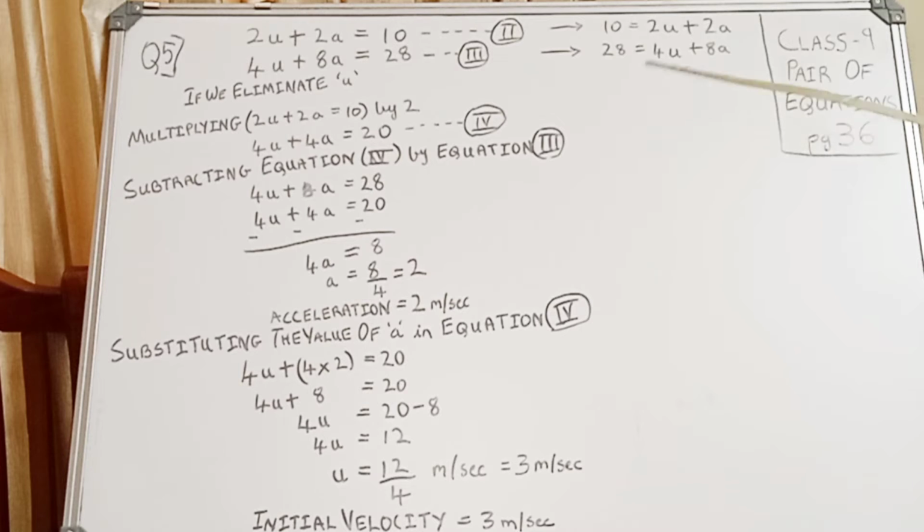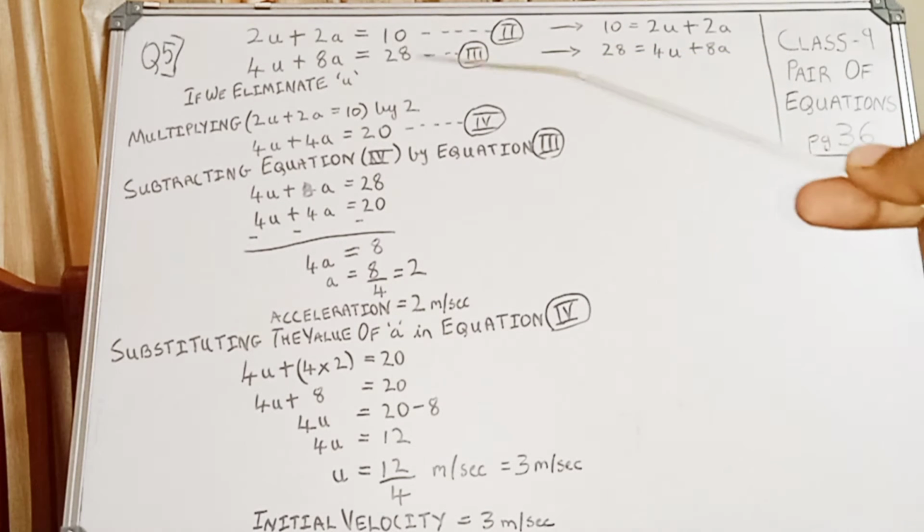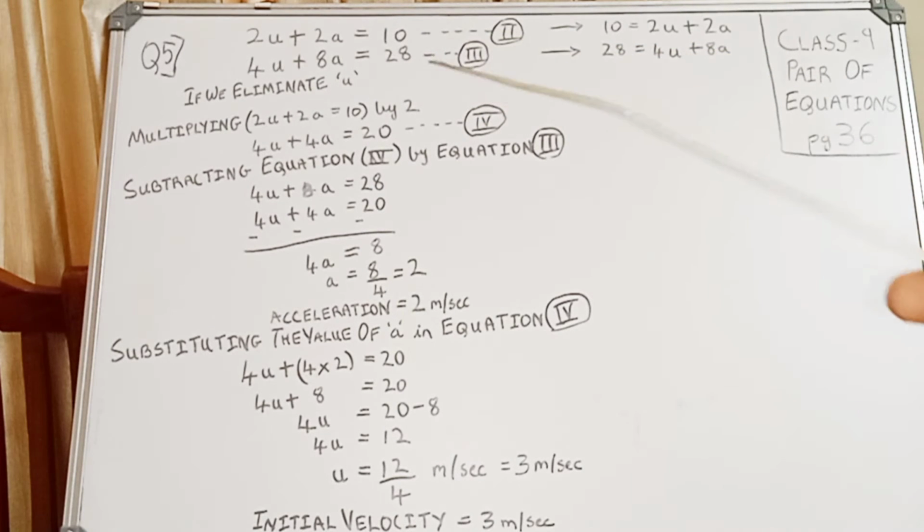The equal to has gone to the other side, and that is how we started. 4u plus 8a is equal to 28, and also 2u plus 2a is equal to 10. We have rearranged and written these in another form. Now if you look clearly at these two equations, equation number 2 and equation number 3, you need to eliminate either u or a so that you can find the other.